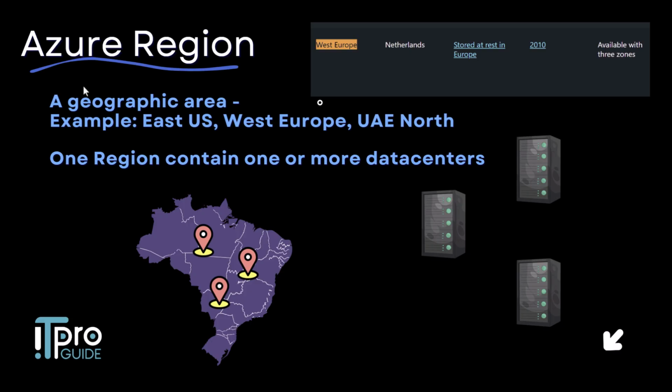So Azure Region is a geographical location where Microsoft operates data centers. Each region is independent, has its own power, cooling, and networking, which allows you to deploy resources close to the user. For example, East US is one region, West Europe is another region, UAE North is another region.